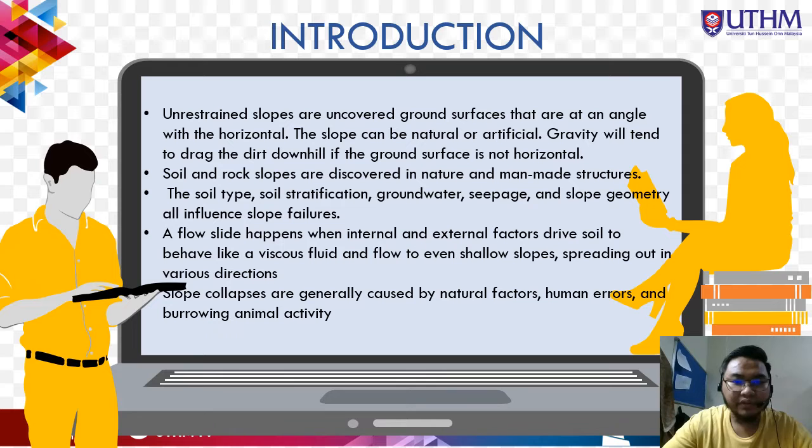The soil type, soil stratification, groundwater, seepage, and slope geometry all influence slope failure. A flow slide happens when internal and external factors drive soil to behave like a viscous fluid and flow even on shallow slopes, spreading out in various directions. Slope collapses are generally caused by natural factors, human errors, and varying animal activity.